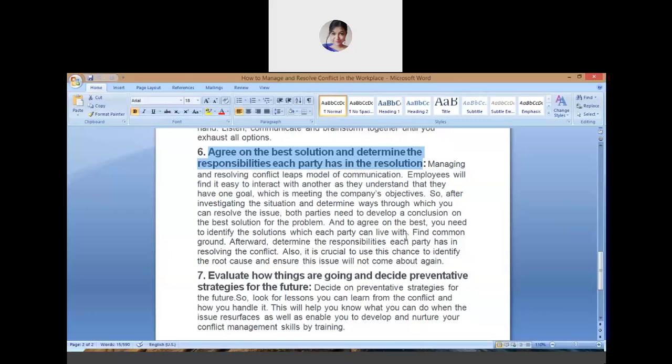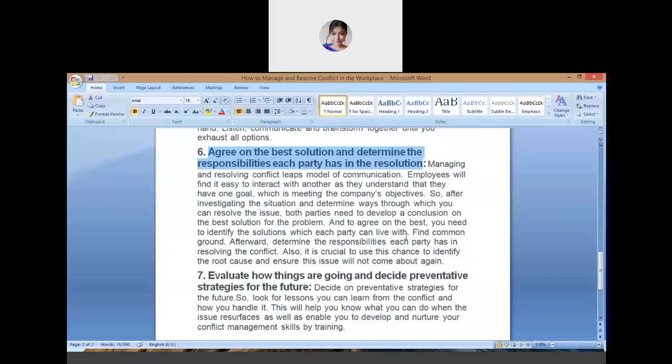Managing and resolving conflict can sometimes be very difficult, but if you follow these steps, it would definitely help you to resolve a conflict easily. Sometimes it might take some time, but if you follow the necessary steps to resolve the conflict, you would definitely be able to do so.